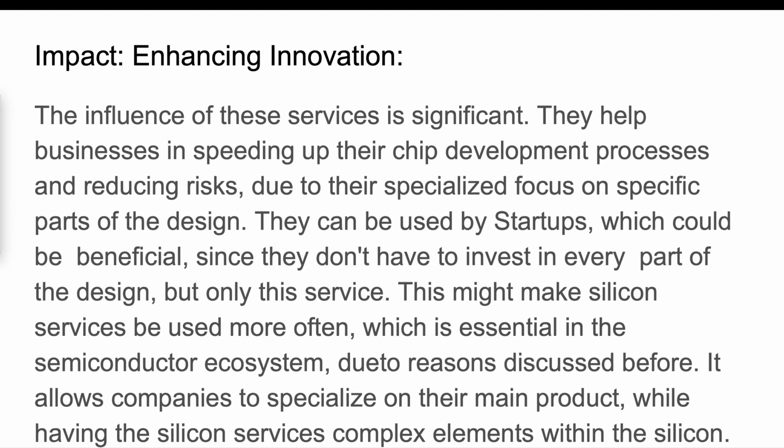In conclusion, the silicon services allow companies to specialize in their main product, while at the same time having the silicon services analyze complex elements within the silicon. It's pretty essential. Alright, that's the conclusion of this video.